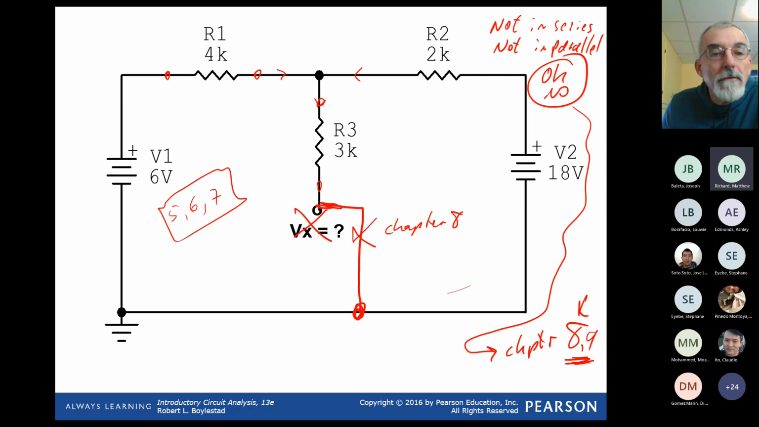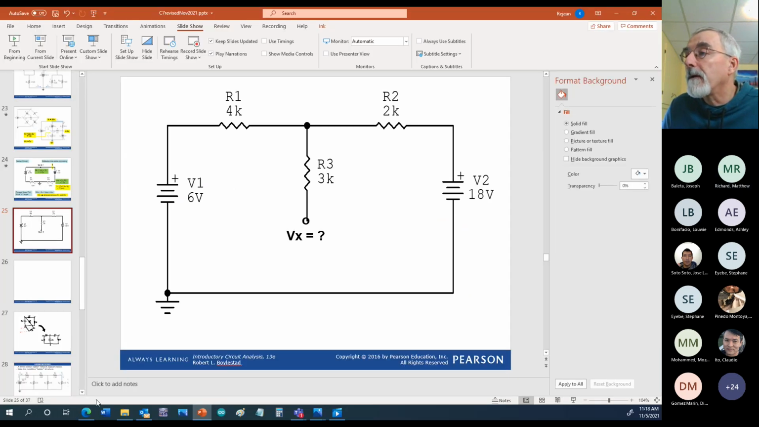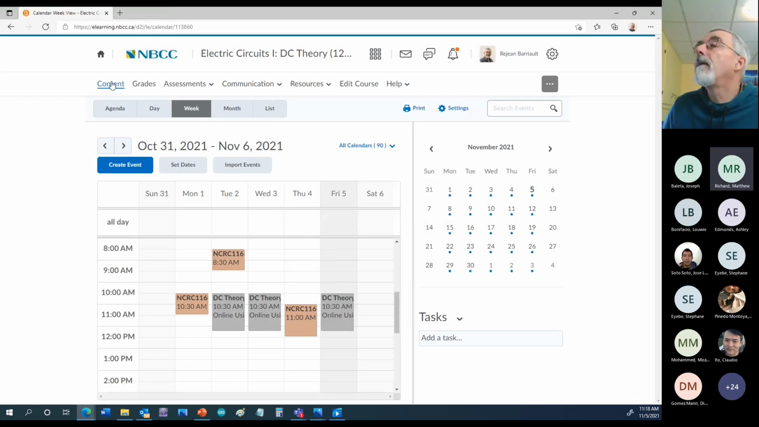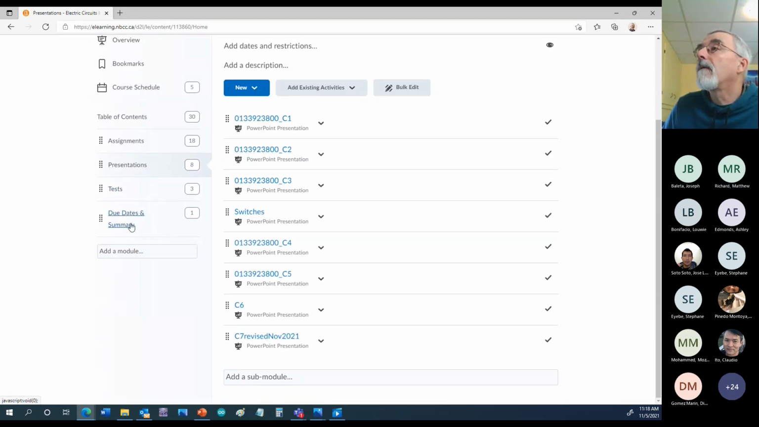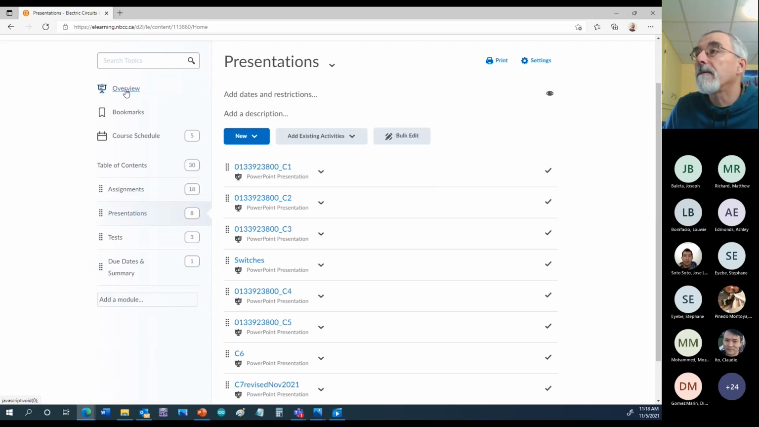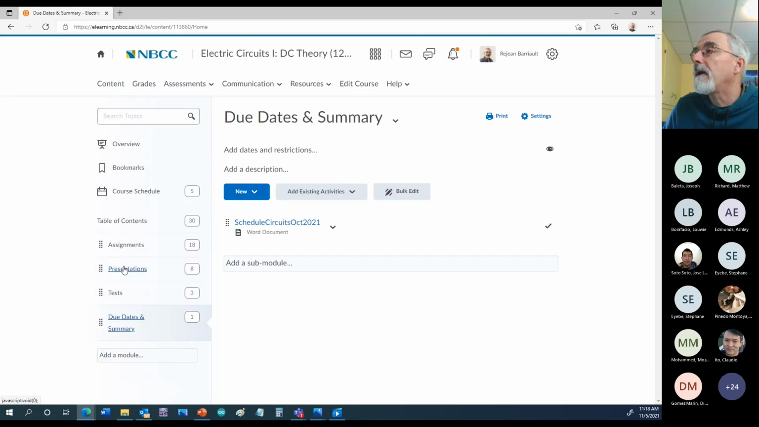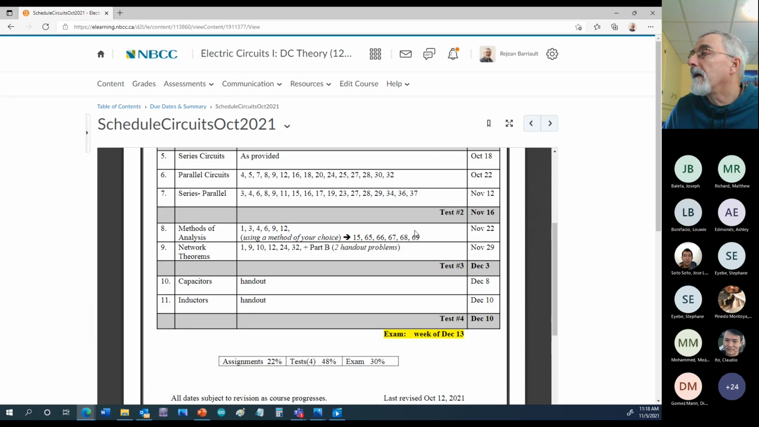You should have a date for the test. Let me confirm here. Brightspace. I wasn't sure if I heard you say a test or assignment. Yeah, I did say test. And if I look at due dates in your Brightspace, you should see something similar to this. If you click on due dates and summary, there's a file there, and it says, look at this, test number 2, November 16th. Nice. Okay.